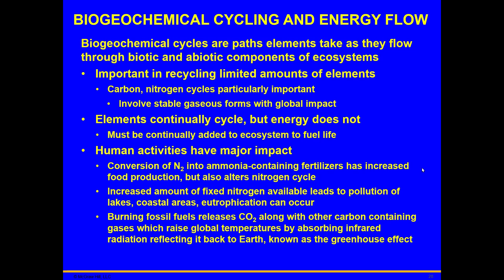And so the farmers, to make wheat, corn, etc., would directly spray this or inject it into the soils. But the problem is you end up with increased amounts of fixed nitrogen, but it doesn't always stay there. It can lead to pollution of lakes, coastal areas, and this is where you get into eutrophication. In other words, the overgrowth of things like algae, etc. And that happens because you have runoff.